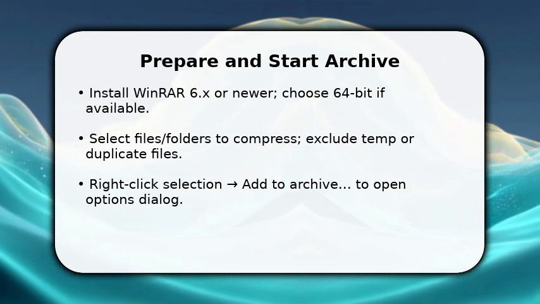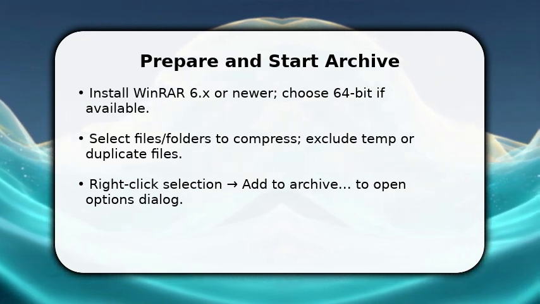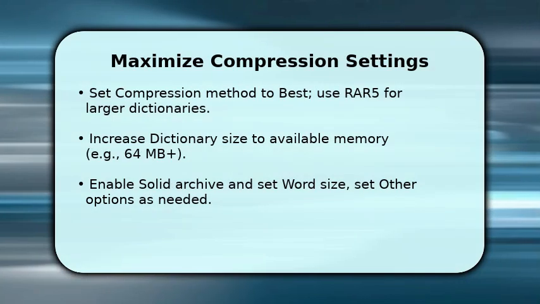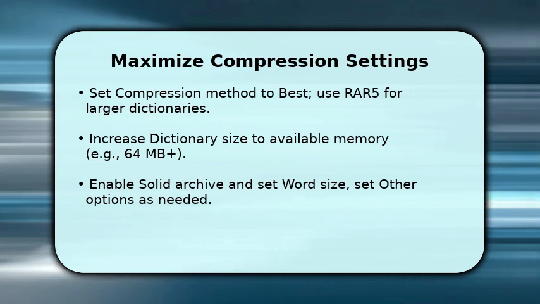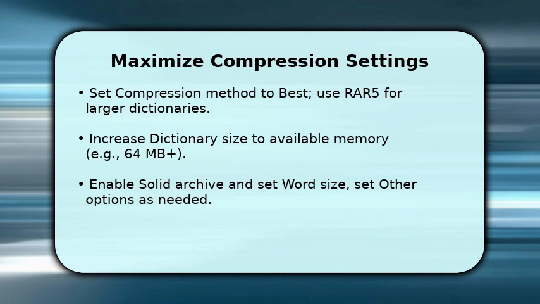Now you optimize parameters that drive compression. Choose best compression method and switch to RAR5 for larger dictionary support. That often reduces size significantly. Increase dictionary size up to what your system memory allows. Larger dictionaries improve ratios for big datasets.